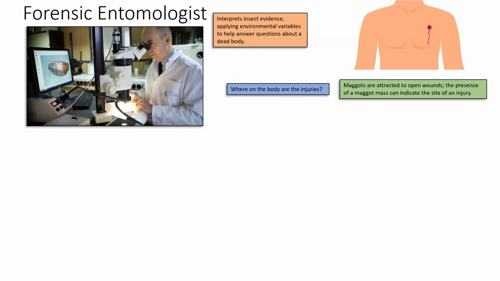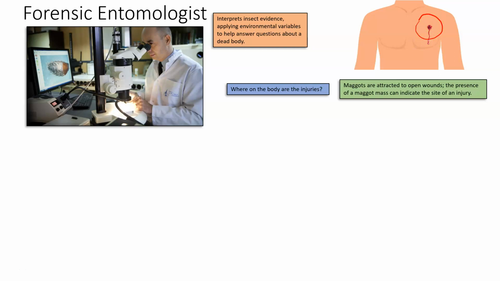Because flies are attracted to open wounds to lay their eggs, maggots and maggot masses can actually indicate the site of an injury. So if you came up on a body that has been deceased for a while and maggots have already colonized, or flies have already colonized the body, and there is a maggot mass, and let's say the maggot mass is this big, well, the fact that the maggot mass is on the left chest indicates that there was probably an open wound where the eggs would have been deposited, which would indicate that there was an injury, or at least an opening in this person's chest in the upper left quadrant.